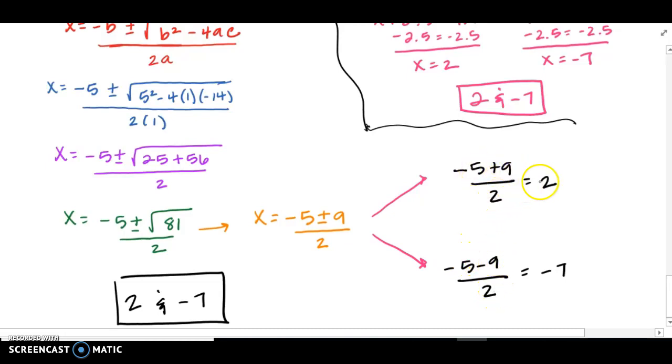Negative 5 plus 9 divided by 2 is 2. Negative 5 minus 9 divided by 2 is negative 7. Once again, we're getting those same solutions that we have been getting from factoring and solving by square roots, so you know that you did it correctly. If you have any questions, please don't hesitate to ask, but you can use this to help you prepare for your performance task.